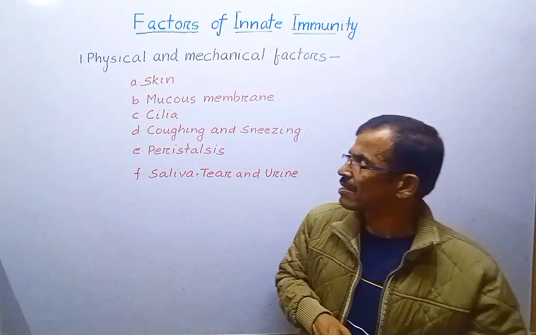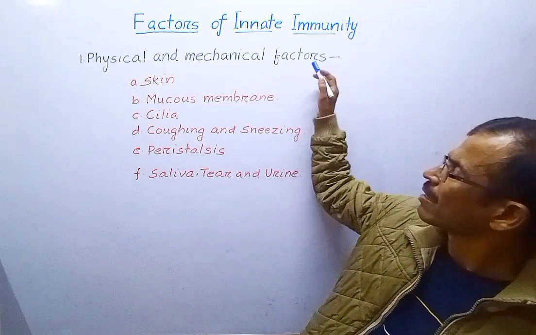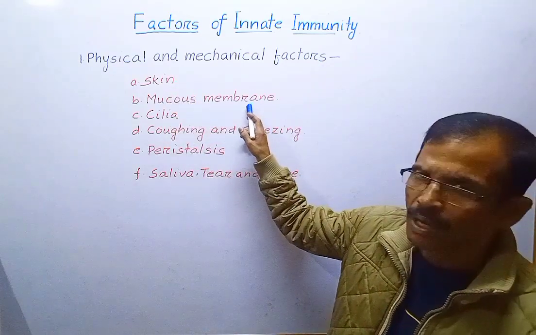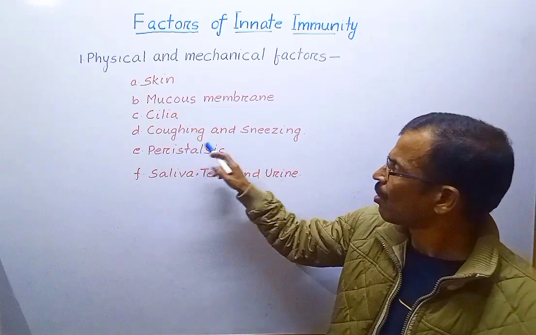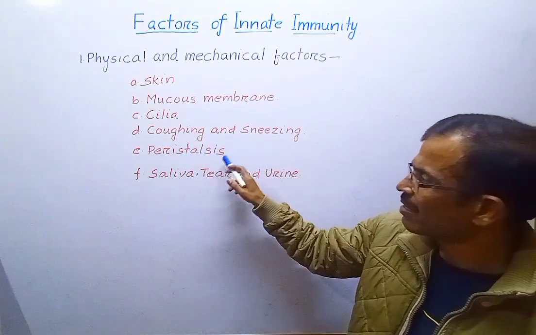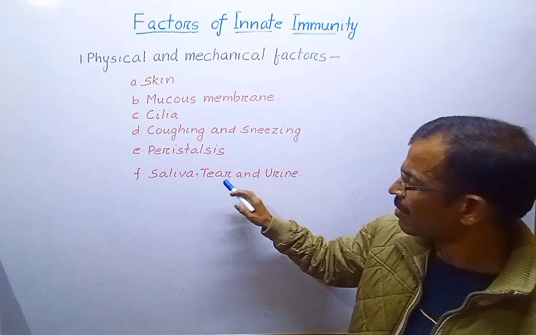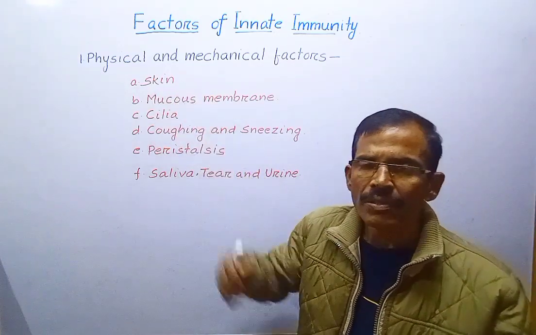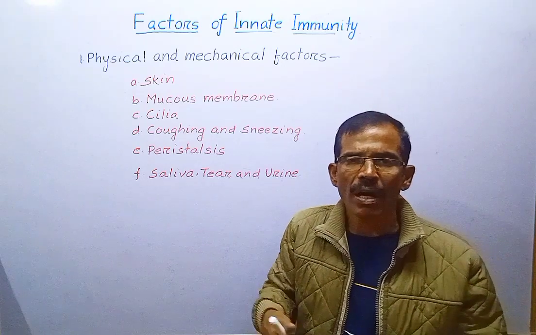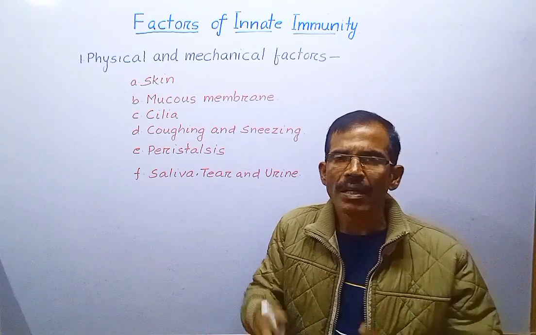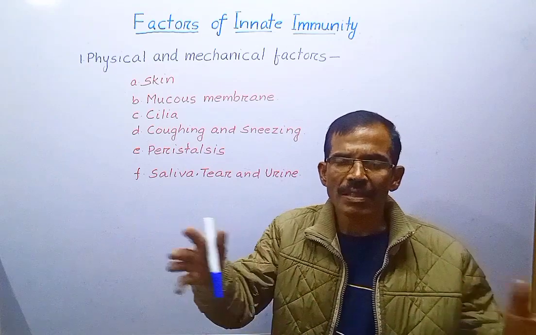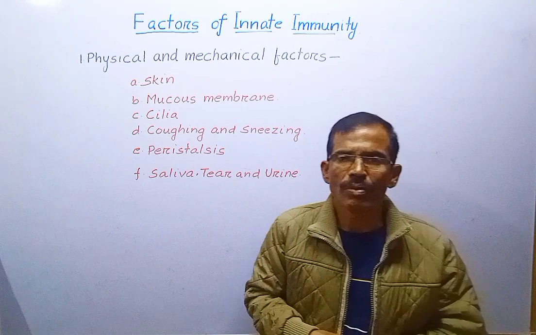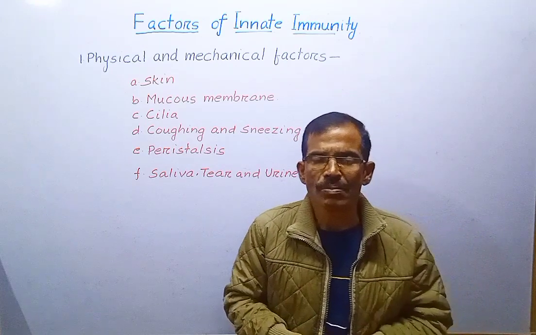First, we shall discuss physical and mechanical factors that include skin, mucous membrane, cilia, coughing and sneezing, peristalsis, saliva, tear and urine. First one is skin. Skin is the largest organ in the body. It covers the body's entire external surface. Skin serves as a barrier to invasions by microorganisms.